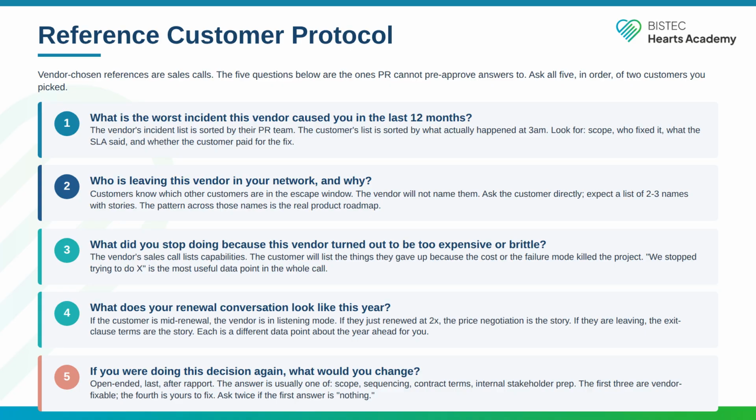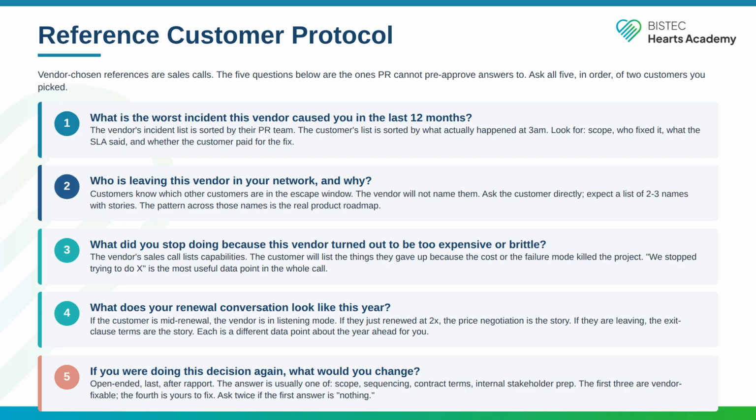Question 3. What did you stop doing because this vendor turned out to be too expensive or brittle? The vendor's sales call lists capabilities. The customer will list the things they gave up because the cost or the failure mode killed the project. "We stopped trying to do X" is the most useful data point in the whole call.